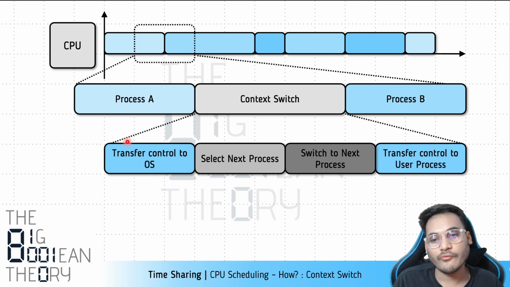One is that we can let the user process give up the control of the CPU on their own in a voluntary manner, right? And the other way is that we can take away the control of the CPU from the process forcefully using a timer interrupt, right? So once the control of the CPU is with the operating system, there are two main steps.